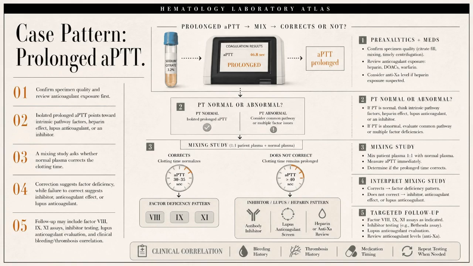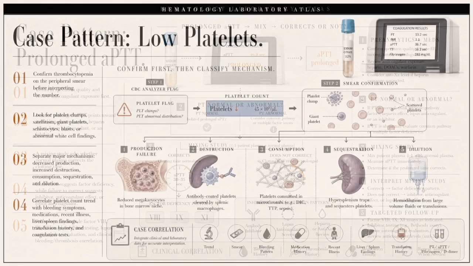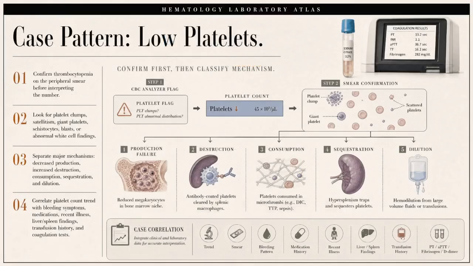Next, we'll examine low platelets. Thrombocytopenia needs confirmation with a smear review. Platelet clumping can cause falsely low automated counts. Once confirmed, think mechanistically. Is the marrow producing too few platelets? Are they being destroyed, consumed, or sequestered?